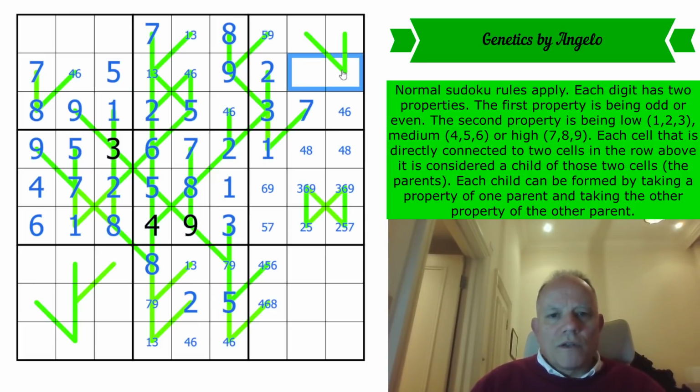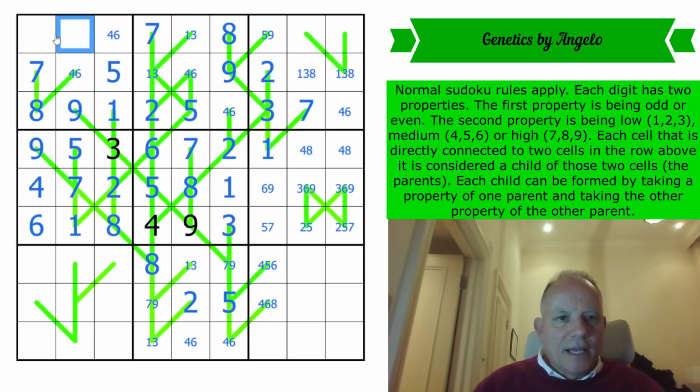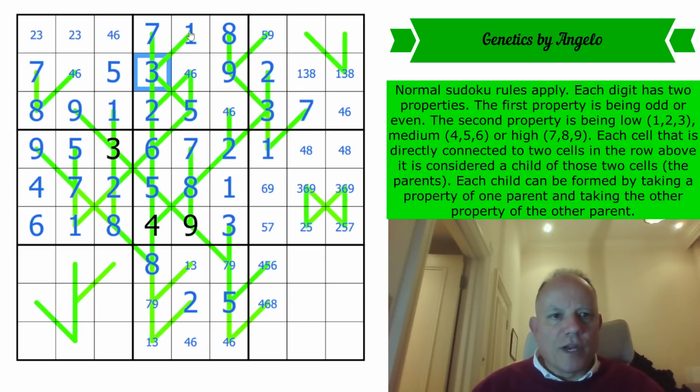Then we've got 1, 3, 8 to place, including that cell. Now what does that 5 do? That gives us 4 or 6 here, which forms a pair here. So this is a 2, 3 pair, which looks into this box, does 1 and 3.